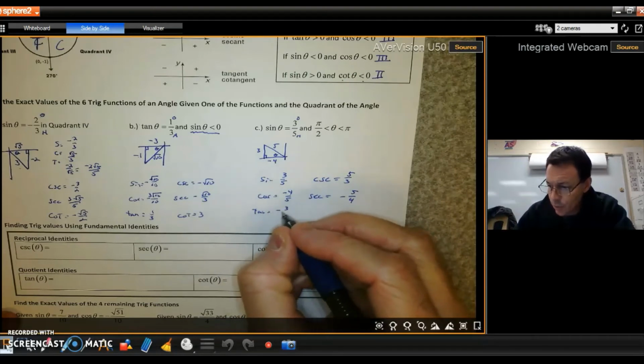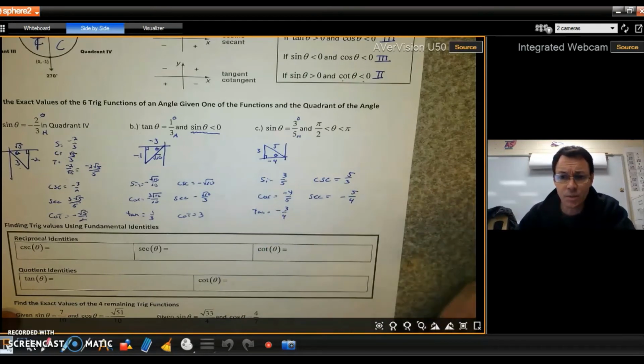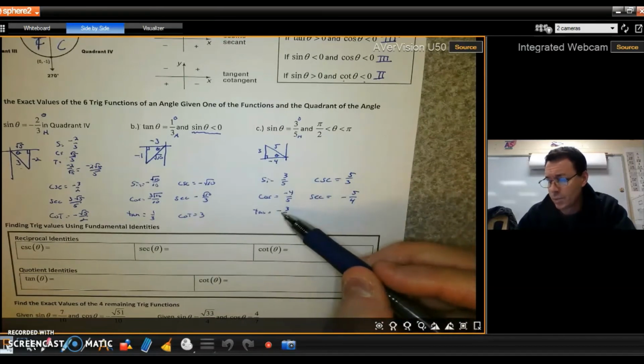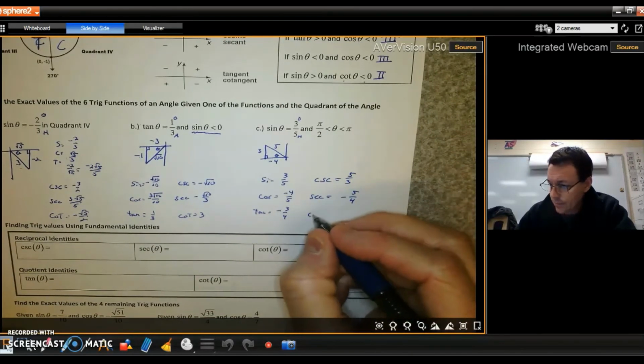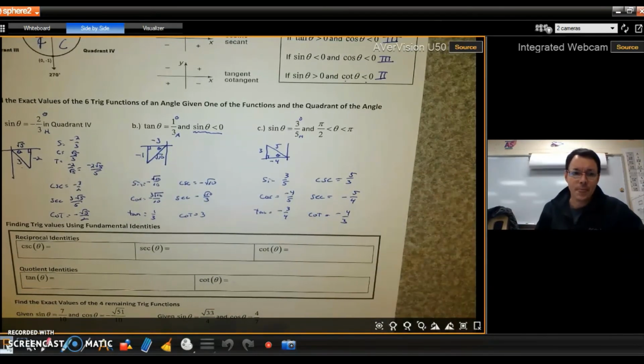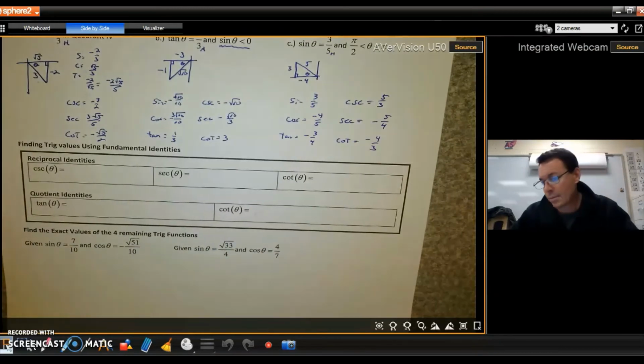So negative 3/4. If something's negative, it doesn't matter where you put the negative. So if you write this as 3 over negative 4, you're good. If you just put the negative out front, that's good too. And then the cotangent would be negative 4/3. Easy peasy.